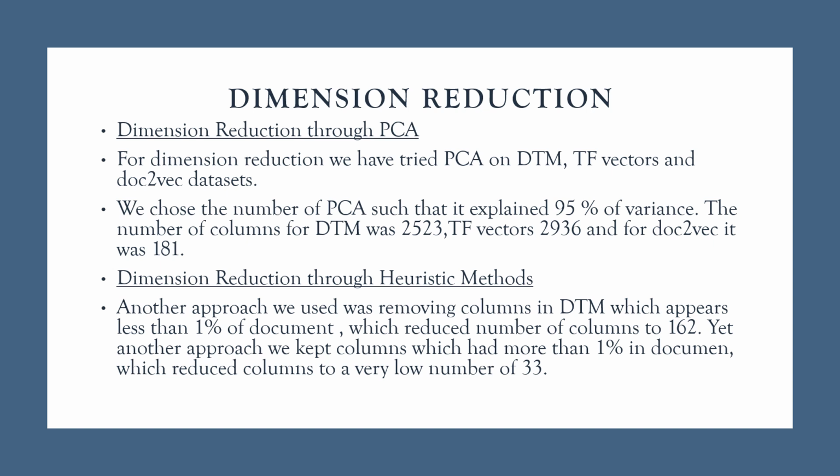Another heuristic method, when we tried, we have set a threshold of the word to be in 1% of the documents, and in such a case we were able to bring down to 162. And yet another method was to check whether the word is present in at least 1% of the total number of words in the corpus. While doing so, we were able to bring down the number of columns to 33, which is a great reduction when compared to the earlier methods.